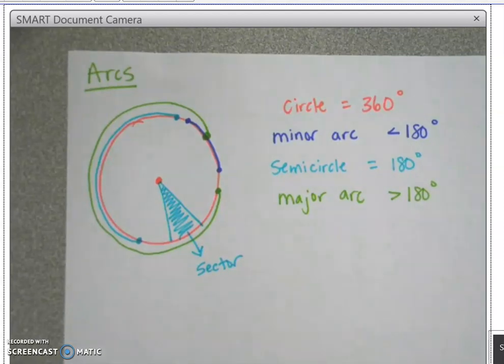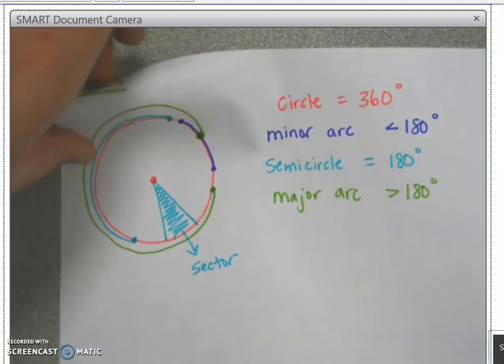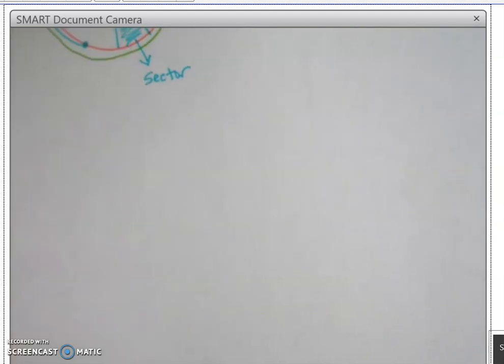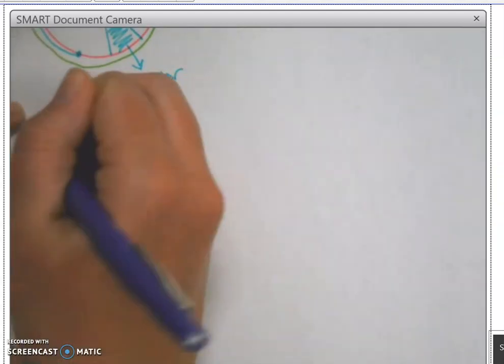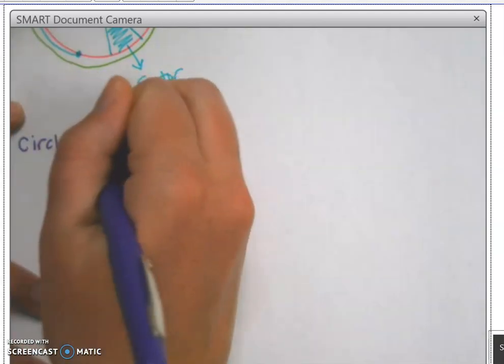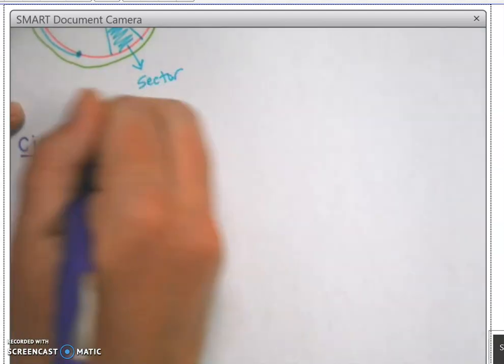A couple more things, guys. I know it's a lot of vocabulary. Geometry's a lot. Next thing I have is circle angles. We did other angles. So circle angles.